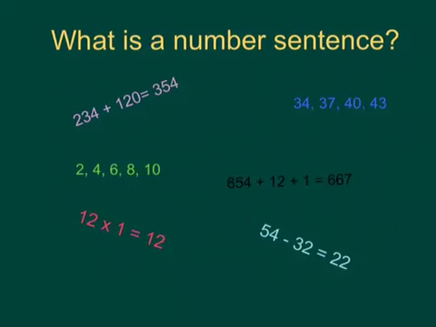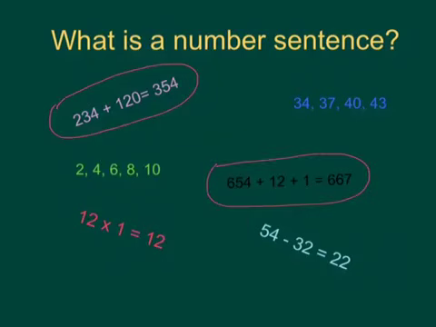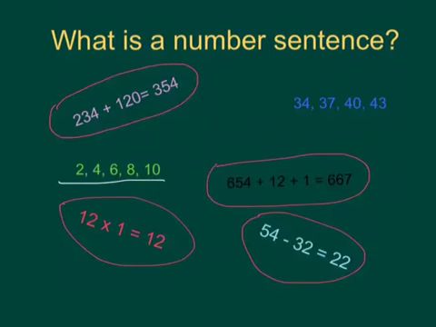I'm going to put a circle around the ones that are number sentences. So this one here, this one here, this one here, and this one here. Now these two are not a number sentence, they're a number sequence. So I'll put a cross through those ones because they're not number sentences.